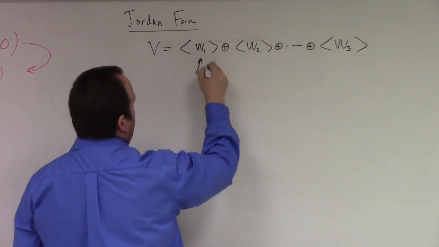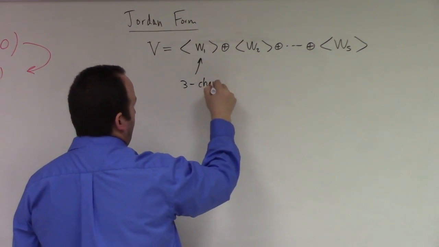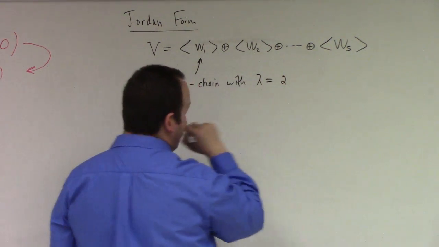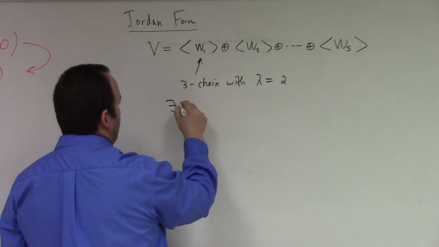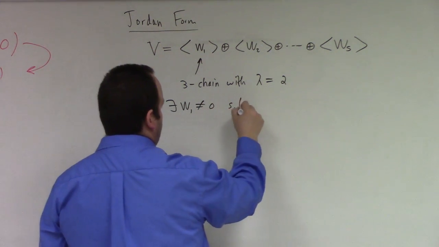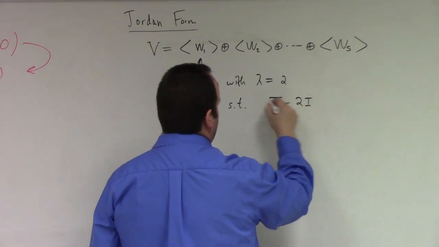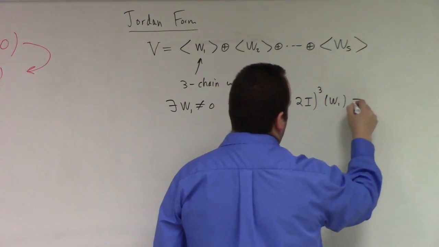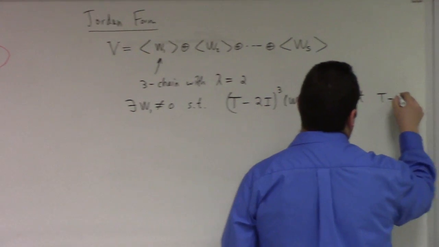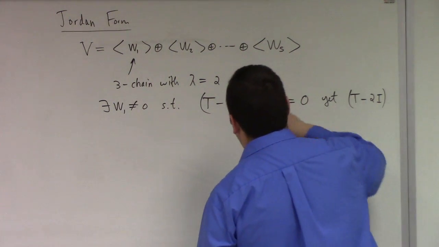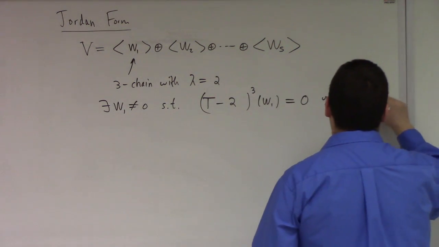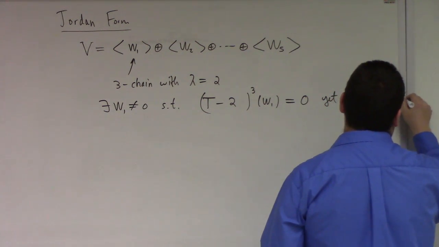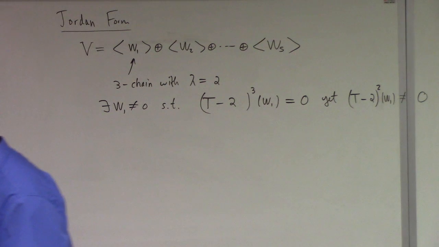So for example, if this one is from a 3-chain with lambda equals 2, what that means is that there exists W1 not equal to 0, such that T minus 2I cubed acting on W1 is equal to 0, yet T minus 2I squared acting on W1 is not equal to 0. Here I mean the identity transformation; sorry, I should just say T minus 2 in my usual lingo. All right? What does this make? This makes W1 a generalized eigenvector of order 3, because the third power of T minus 2 kills it, whereas the second one doesn't.